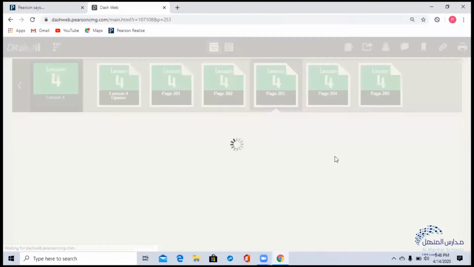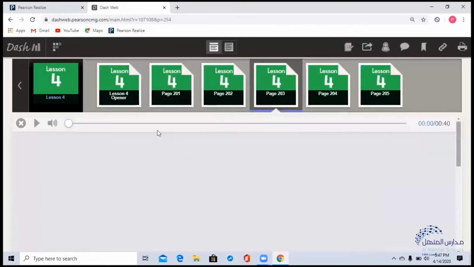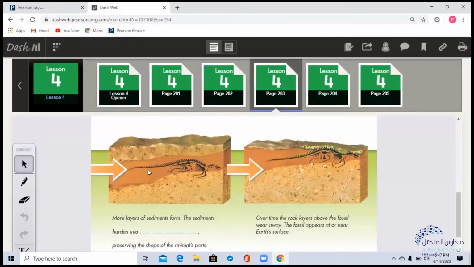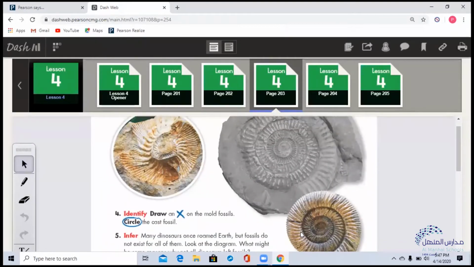So on page number 203, you can see further that the animal that died at the bottom of the page had sediments laid on top of it, and more sediments started to lay on top of that. Just the soft parts of the animal decayed, leaving the bone behind. And the sediments then washed away. What we can then find is the remains of the bones of that animal.